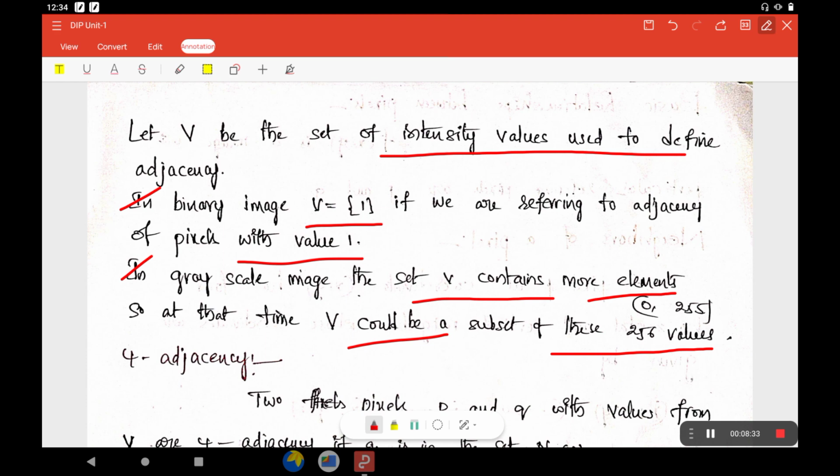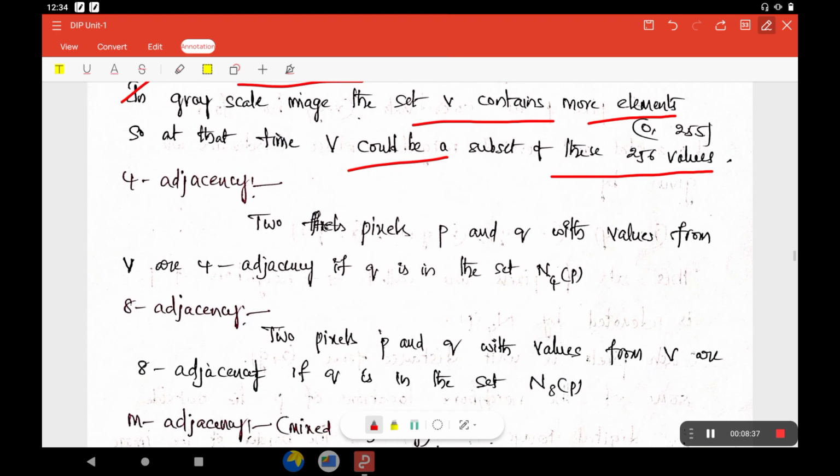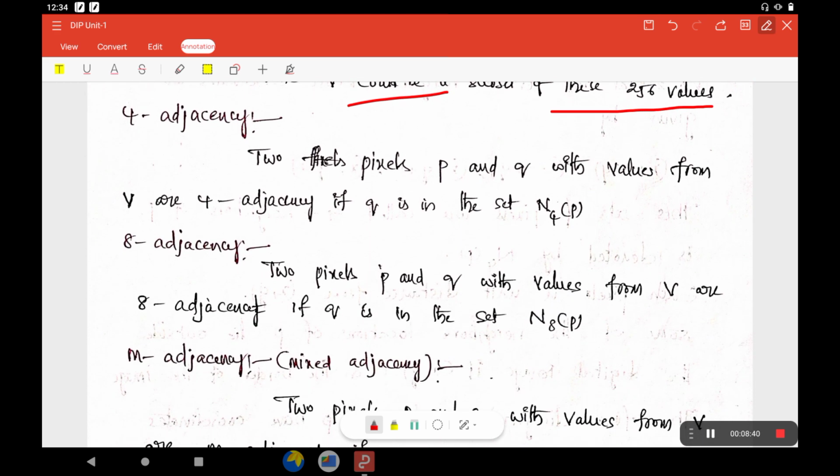Now we have to define what is meant by 4 adjacency. 4 adjacency means that 2 pixels P and Q with values from V are 4 adjacent if Q is in the set of 4 neighbors of P.